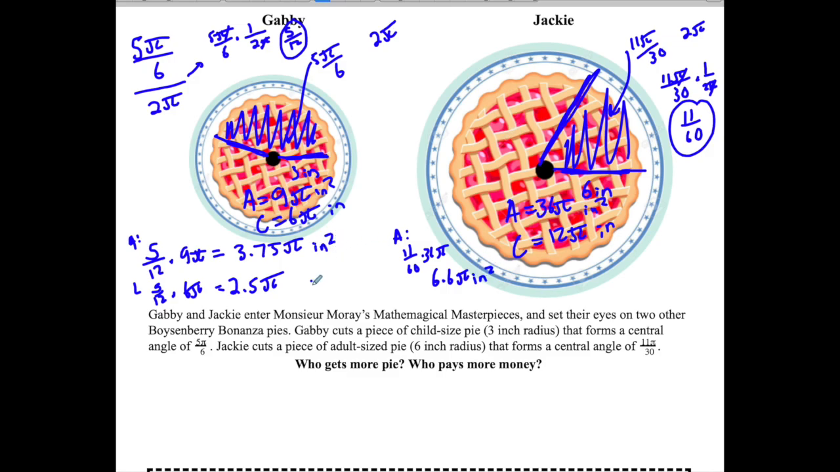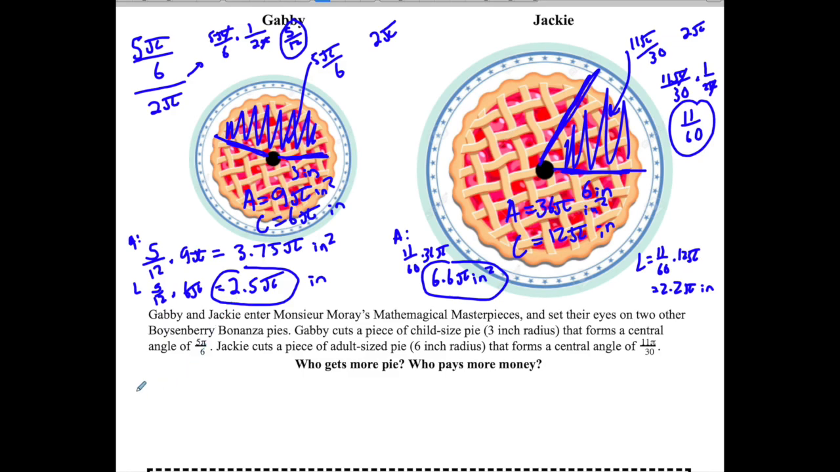Remember, this is inches squared and inches. And then I get the length, and that's 11/60 times 12 pi. And that would be 2.2 pi inches. So what happens again? Jackie gets a lot more pie. She gets 6.6 pi inches squared, and she also ends up paying less money. Gabby pays a little bit more money because her crust is slightly longer. But this is the idea.